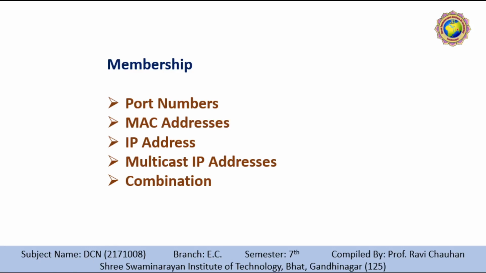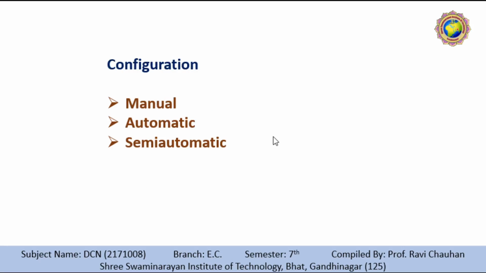Okay, let's go ahead. Configuration. How are the stations grouped into the different VLANs? Stations are configured in one of three ways: manual, automatic, or semi-automatic. So first, what is manual configuration? In manual configuration, the network administrator uses the VLAN software to manually assign the stations into different VLANs at setup.